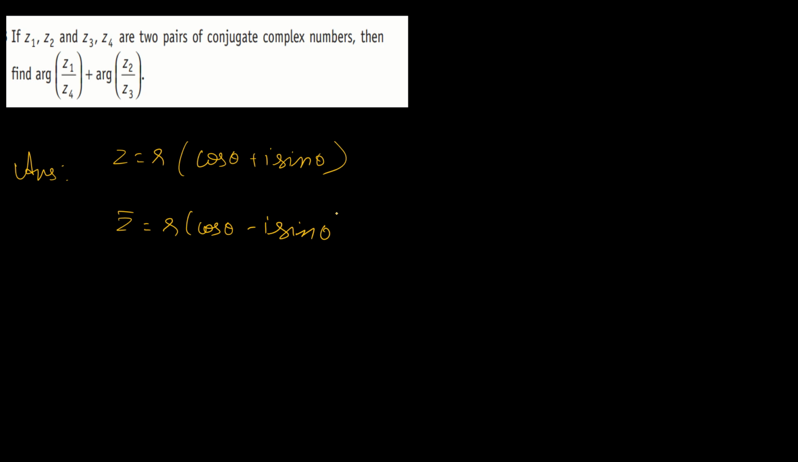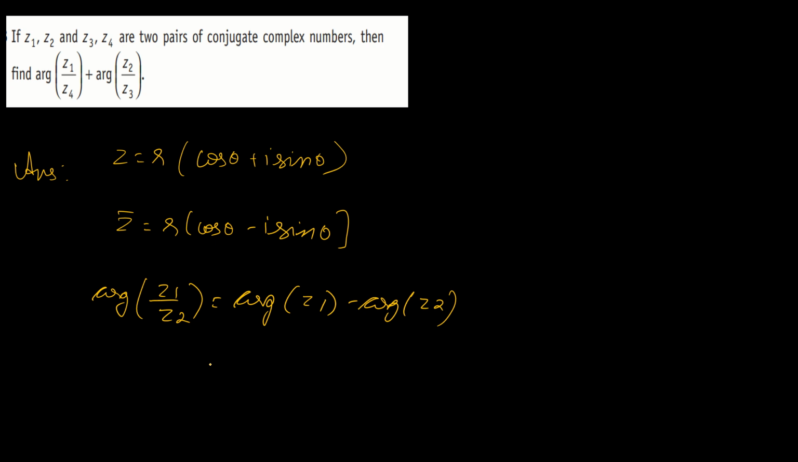Okay, so the conjugate of Z will be Z bar is equal to R into cos theta minus I sin theta. Okay, here in order to find the argument of Z1 by Z4 plus argument of Z2 by Z3, we have to use the property of argument of Z1 by Z2 is equal to argument of Z1 minus argument of Z2. Okay, so let's start with Z1. Okay, so it is given that Z1 is equal to, we can take the given condition, R1 cos theta 1 minus I sin theta 1.